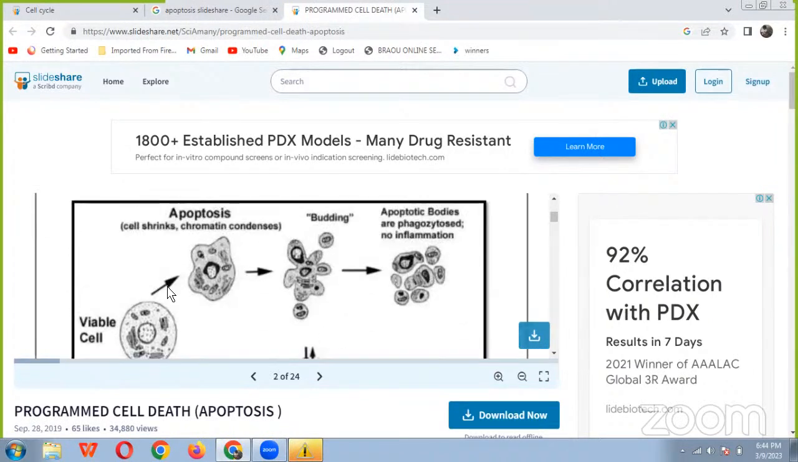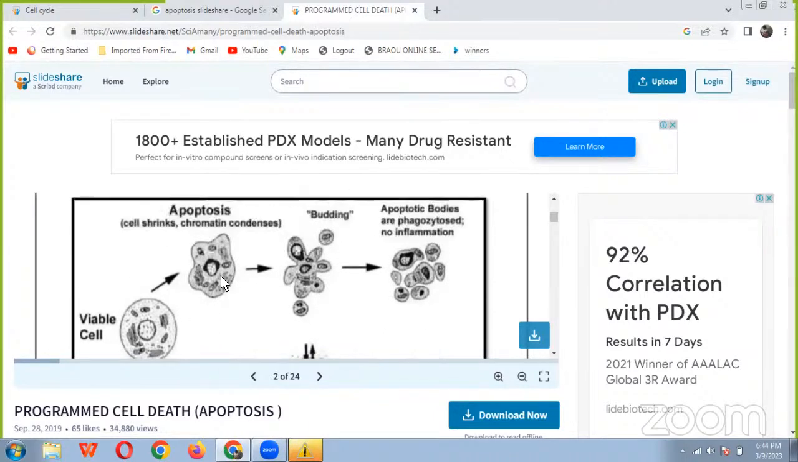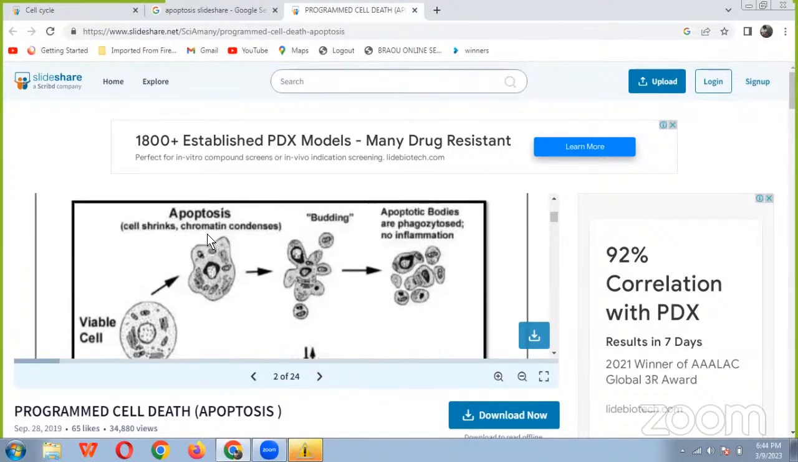So this is the diagram of apoptosis. First, there is the viable cell. Next is apoptosis: the cell shrinks with chromatin condensation. See, this one is the cell shrinking and chromatin condensation. The next one is the formation of budding. Apoptotic bodies are taken up by phagocytes, with no inflammation.